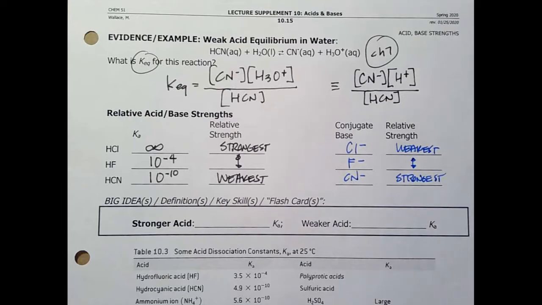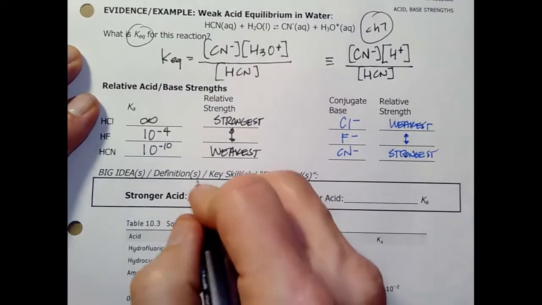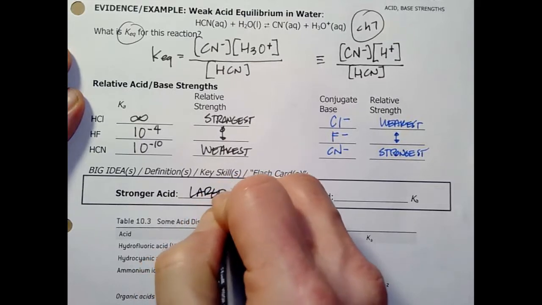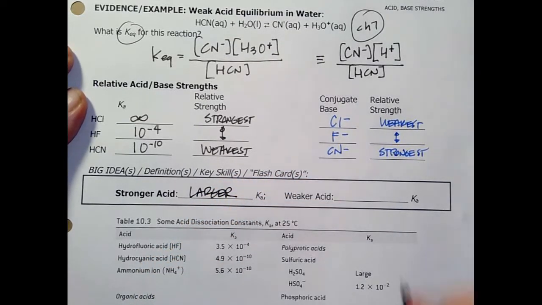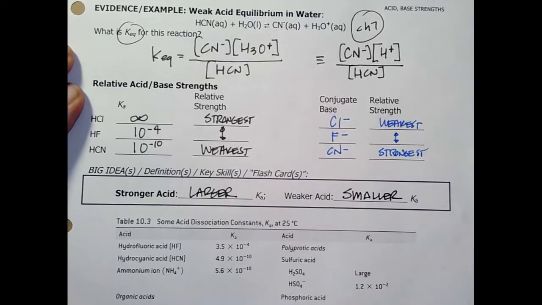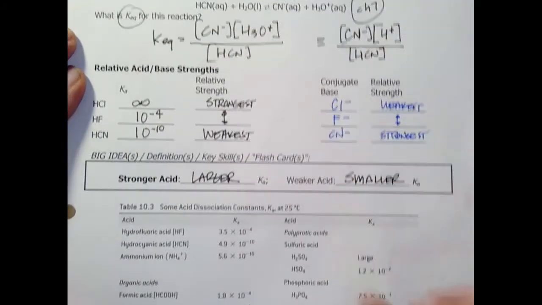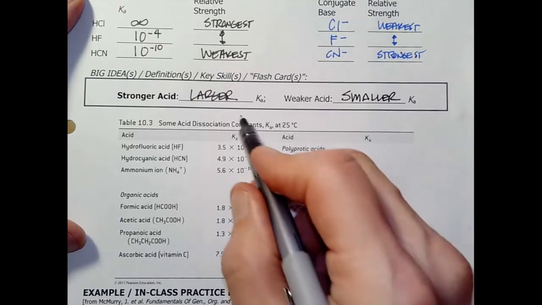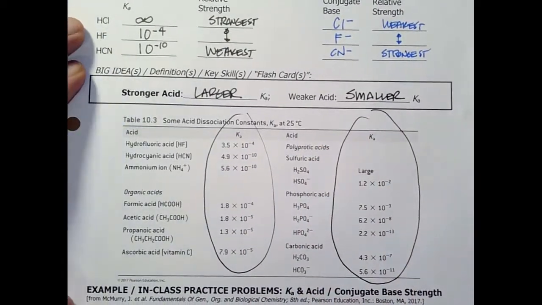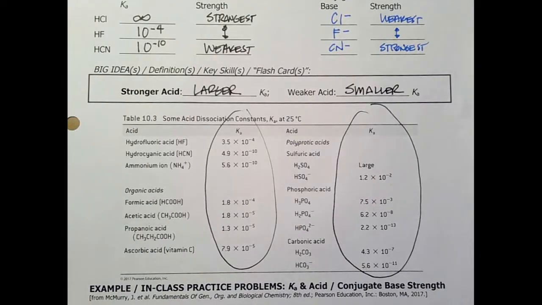And so I have this little box here. Stronger acid, larger Ka. Weaker acid, smaller Ka. And look at table 10.3. There's a whole bunch of Ka values typically for the weak acids.